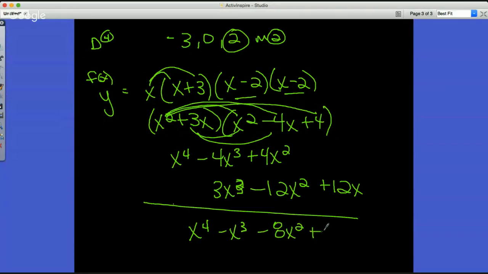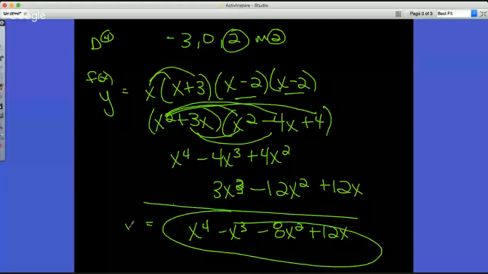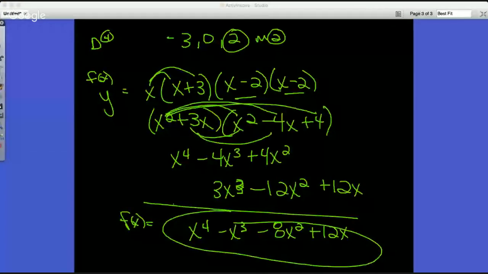But as I multiplied it together, that would be my function in standard form. That would be another good one to look at for the test there. All right.